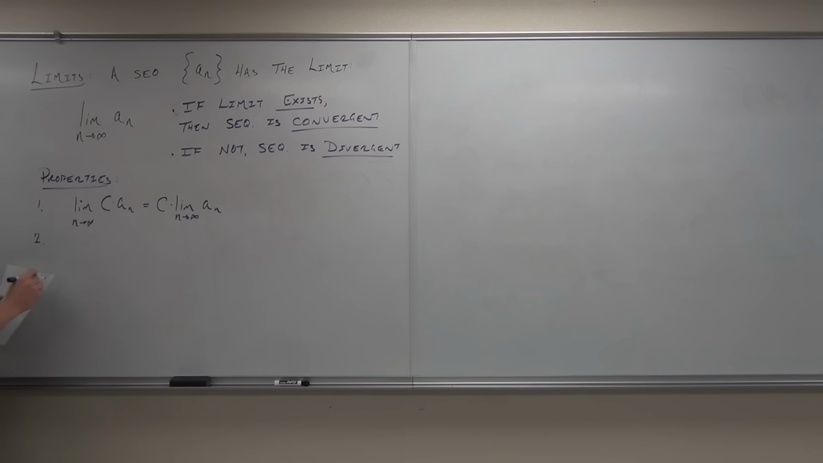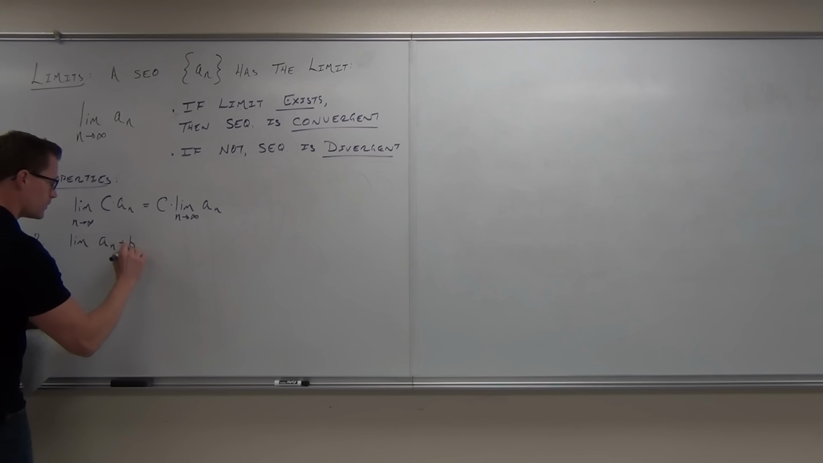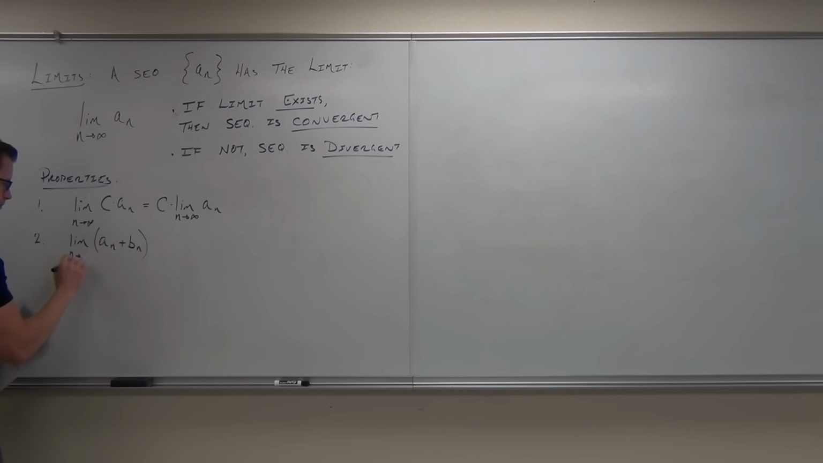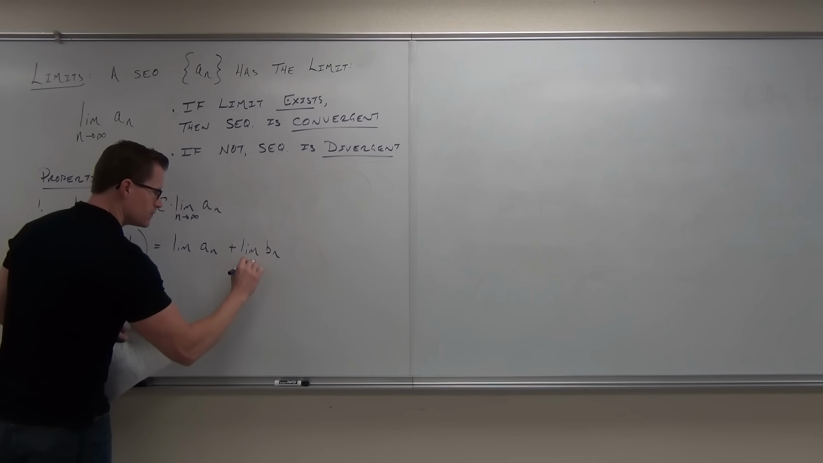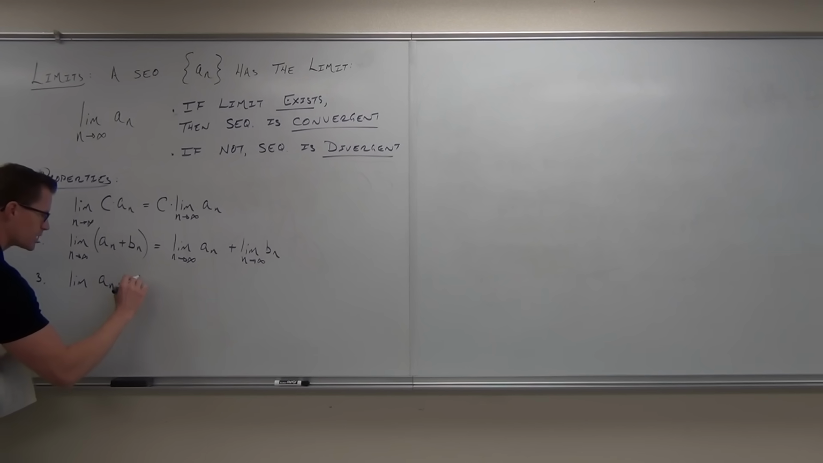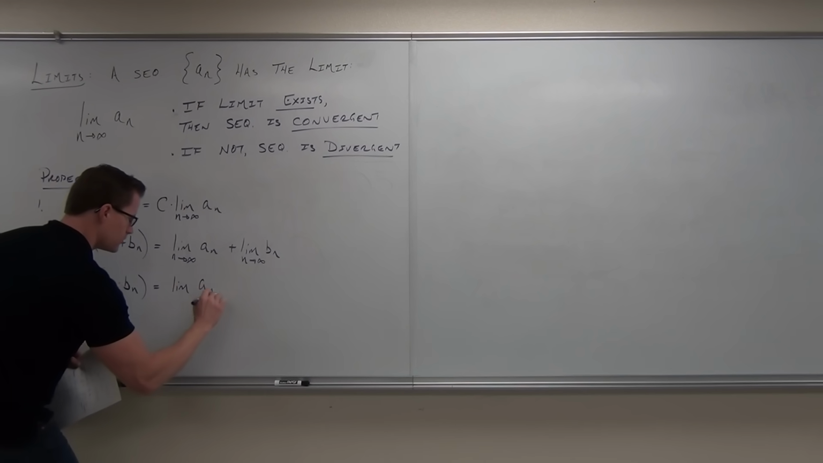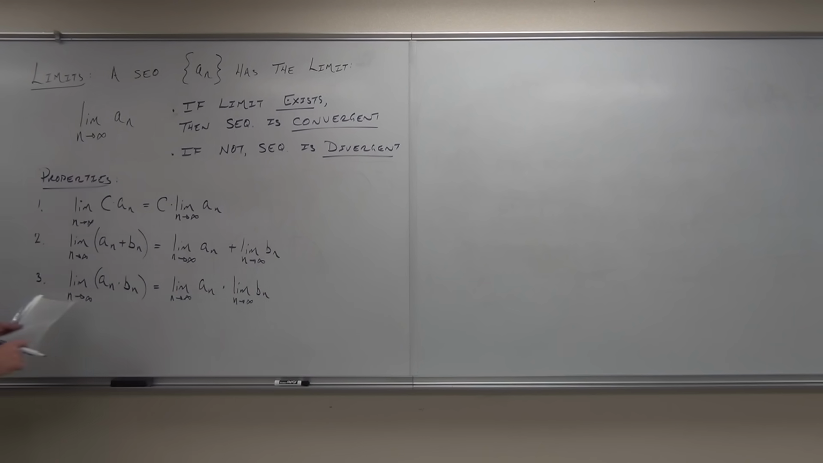Next one. If you have a limit of two sequences added together, we can separate limits by addition. Number 3 says, likewise, we can also separate limits by multiplication. Well, if we can separate limits by multiplication, then we can probably separate limits by division. And we sure enough can.